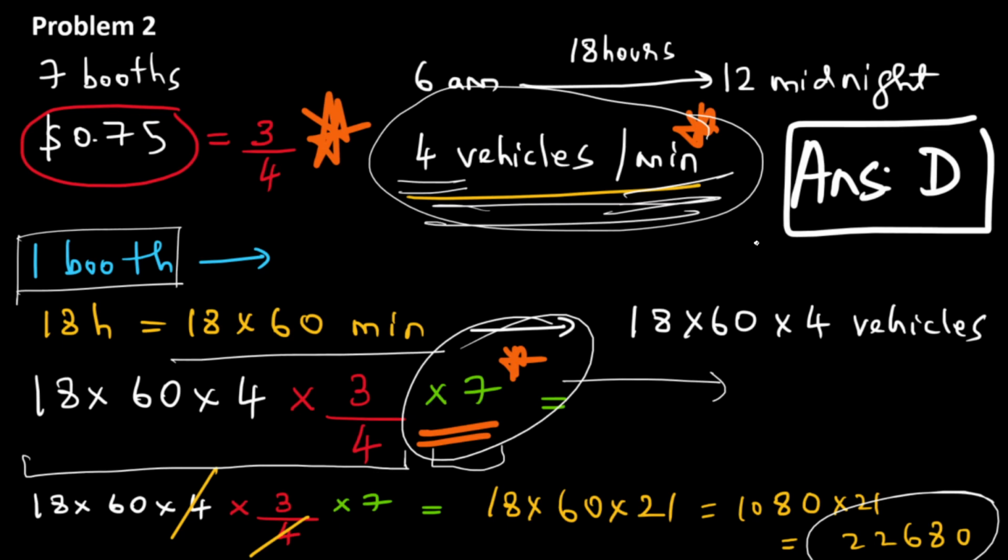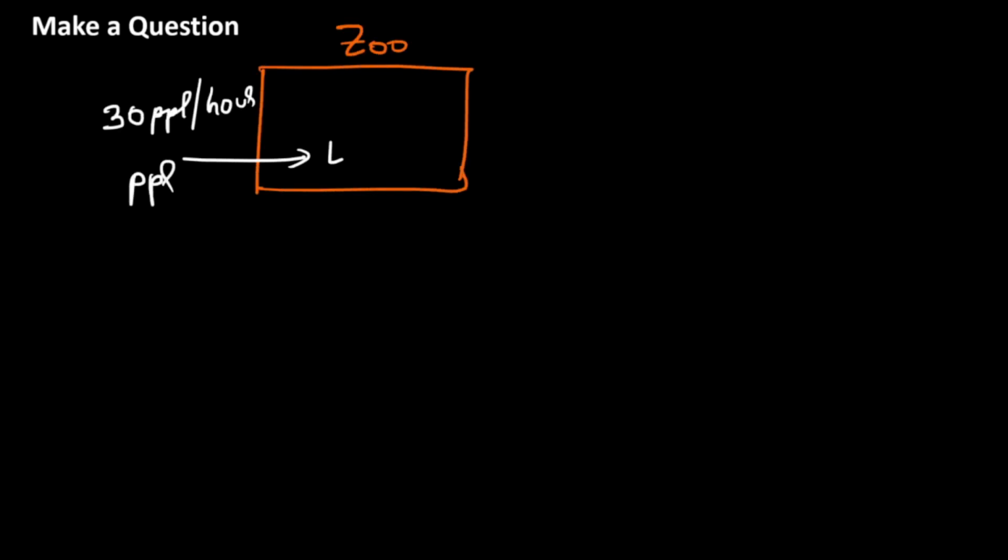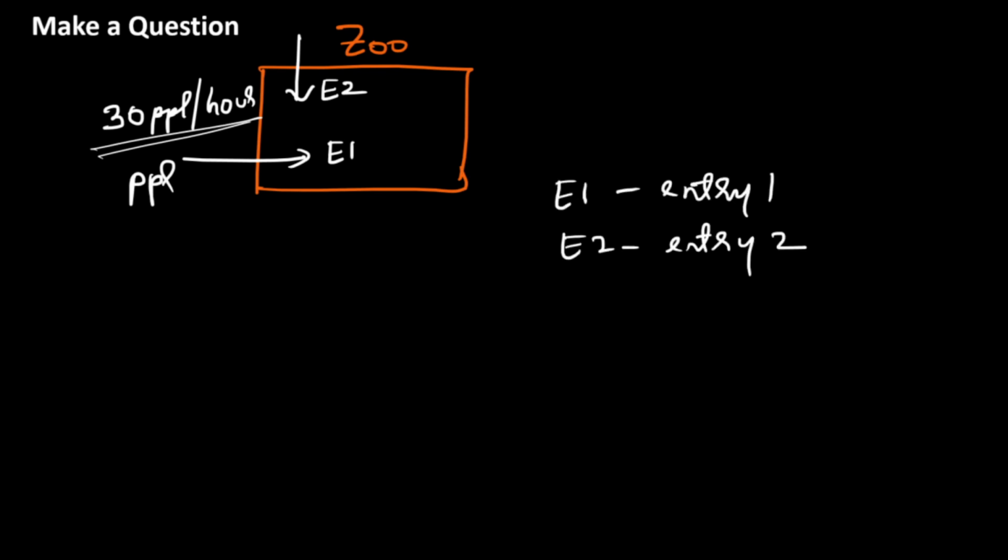All right, so we have done this question. Now let's proceed and solidify our learning by making a question on our own. We'll be using whatever concept is being tested in the question that we just solved. Let's say there is a zoo, and there are 2 entrances to this zoo, and it's seen that 30 people pass through an entrance on an average every hour. So over here you have 30 people per hour, and through this entrance also you have 30 people per hour. Now E1 is entry 1 and E2 is entry 2.